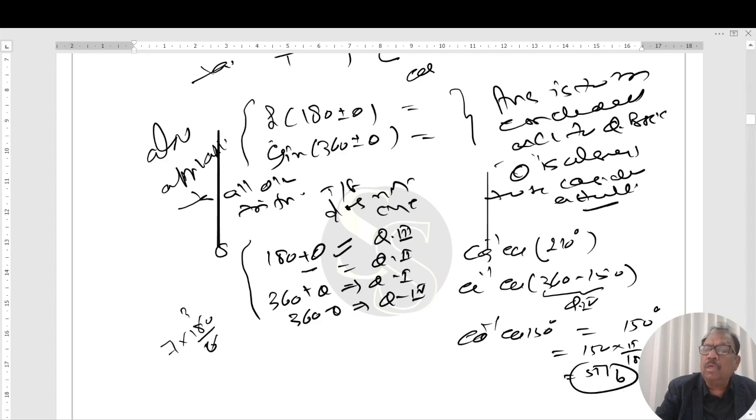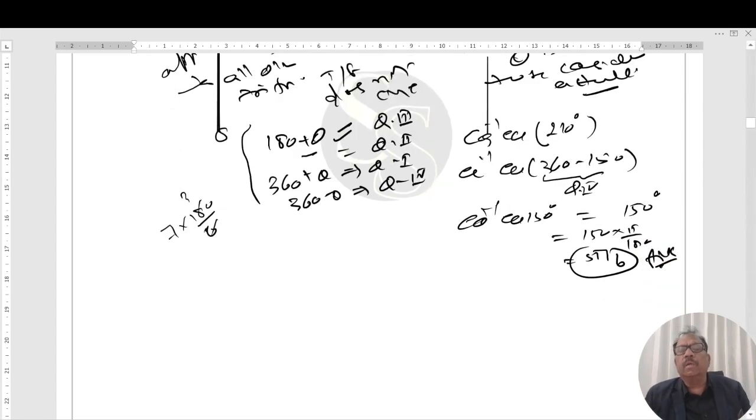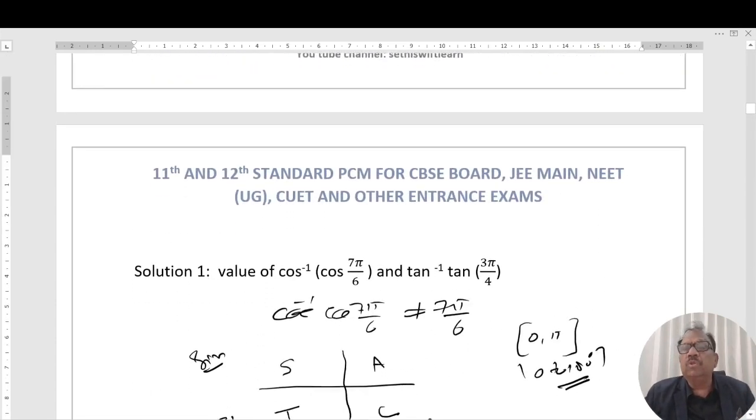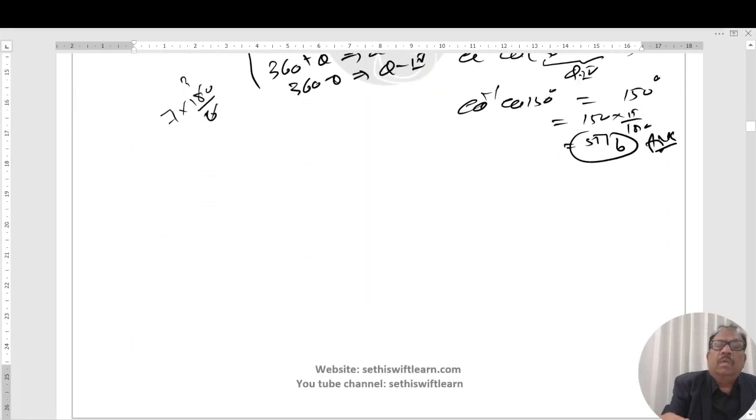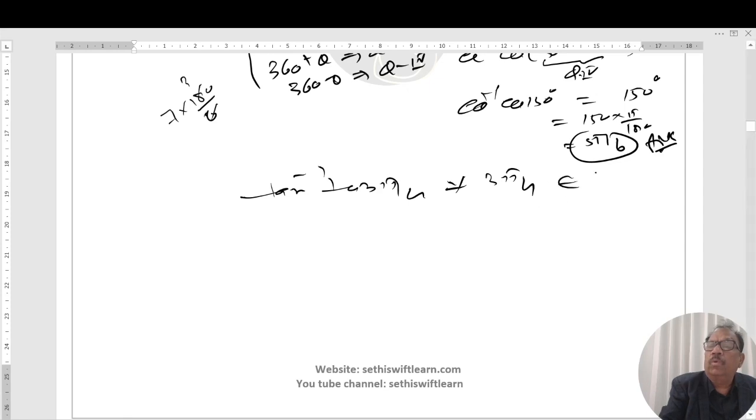I think I have discussed it in detail, right? It should be clear, right? Now, the second question is tan of inverse tan of 3 pi by 4. It cannot be written as 3 pi by 4 because it does not belong to minus pi by 2 to pi by 2.